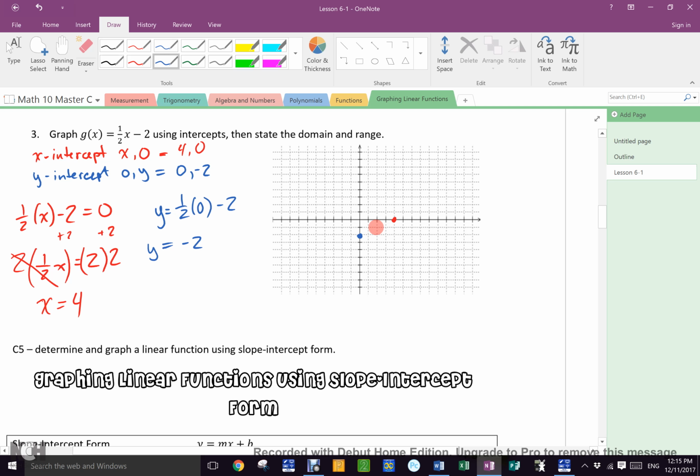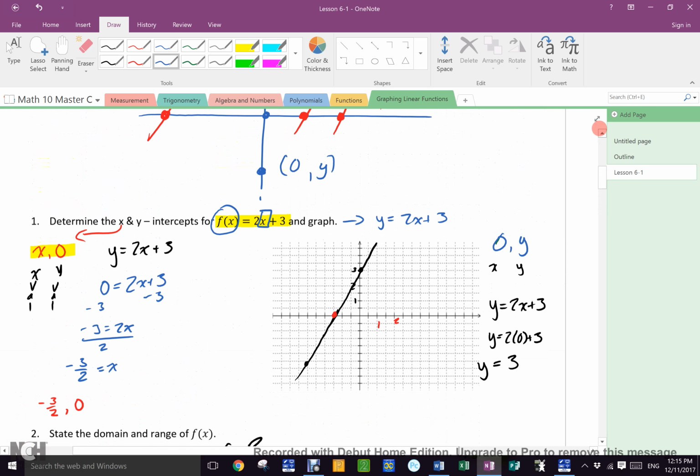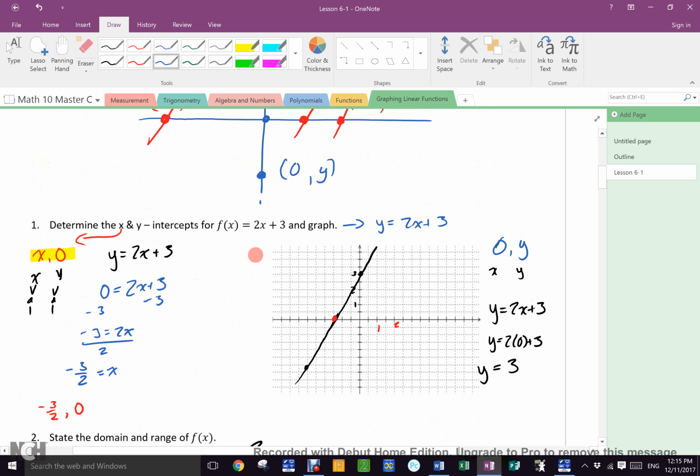Where's the next dot going to be? Down 2 and left 4. Where's the next dot going to be up here? Up 2 and over 4. And I can make my line. Is everybody with me? Now I want to show you guys something that some of you might have noticed, but some of you didn't. Probably. What's that?